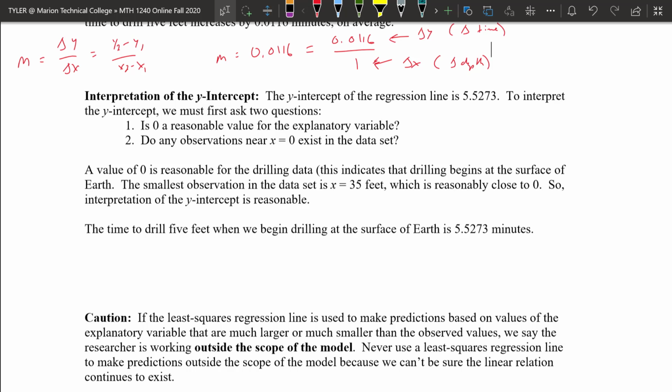And then also the smallest observation of the data is x equals 35 feet, which seems reasonably close to 0. So the interpretation of the y-intercept seems reasonable here, right? So the time to drill 5 feet when we begin drilling at the surface of Earth is 5.5273 minutes. So this sentence is an interpretation of that y-intercept. And notice how we put it in context, right? So we tried to make it as clear and as meaningful as we can. So that in-context part is important.